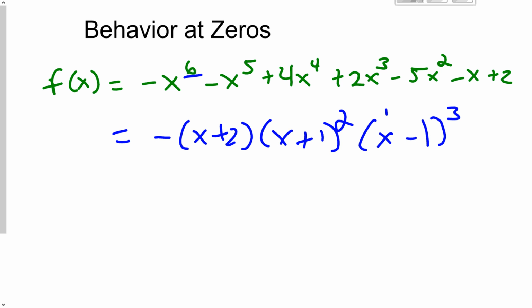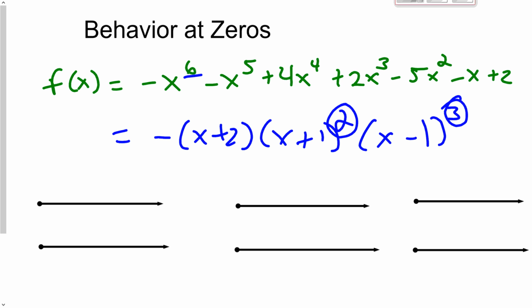We talked about the zeros with multiplicity. That means that minus 2 would be a 0, minus 1 would be a 0 with multiplicity of 2, and positive 1 would be a 0 with multiplicity 3. Those multiplicities tell us something that's going to happen at those x-intercepts. There are three different scenarios with multiplicity when we're looking at our zeros.